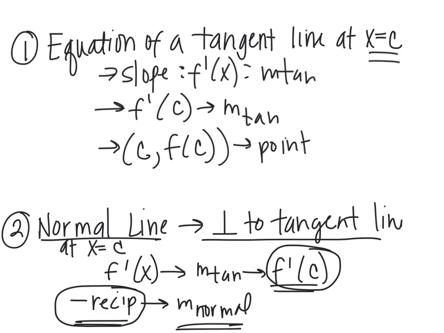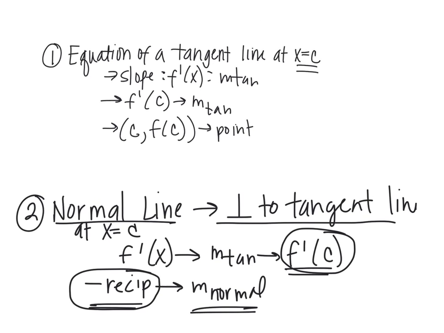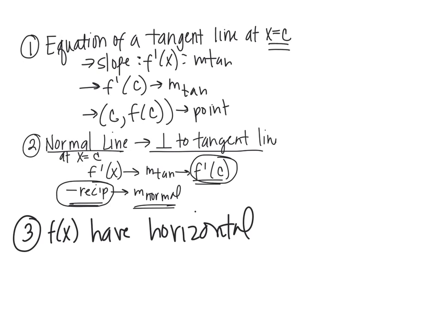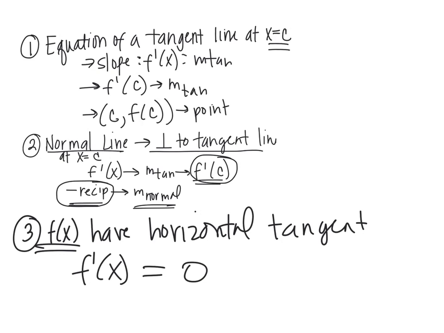And the last thing, and a very important thing we did, was find values of x at which the function f of x has horizontal tangents. So where does f of x have horizontal tangents? The function f of x has horizontal tangents where the derivative is equal to 0. If a tangent line is horizontal, then the slope of the tangent is 0.